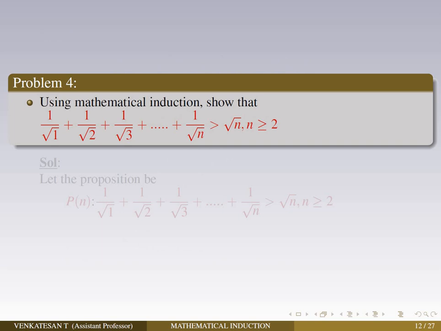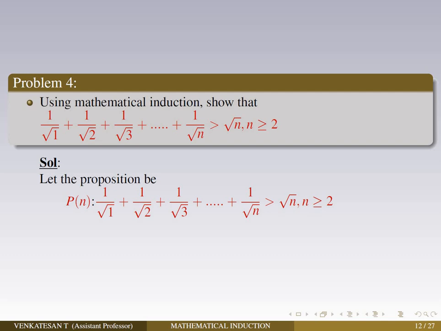Problem number 4 now. Using mathematical induction, show that 1 by root 1 plus 1 by root 2 plus 1 by root 3 plus etc. plus 1 by root n is greater than root n, where n is greater than or equal to 2. Remember, here my initial value is given as 2. n starts from 2 here. Solution. Let the proposition be, as usual, P of n.